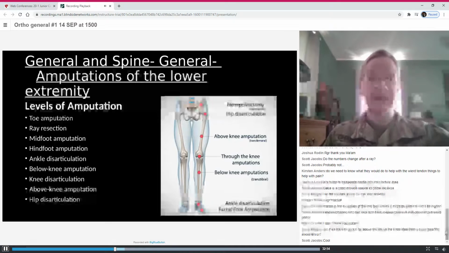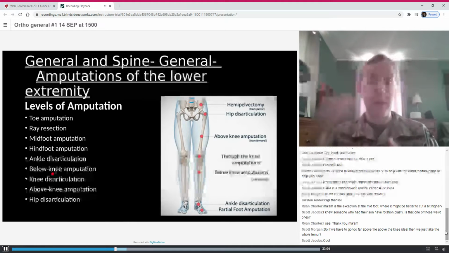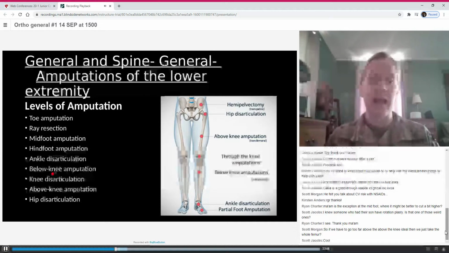And yes, that's exactly right, Morgan. Once we reach a point where we are so short that we're not going to be biomechanically advantageous, then we may consider going above that to add to the biomechanics. Prosthetics fits and that kind of thing.